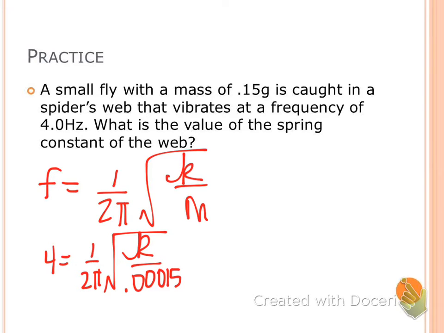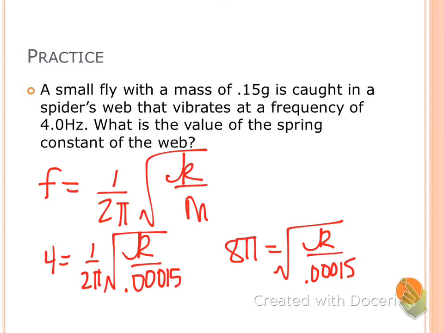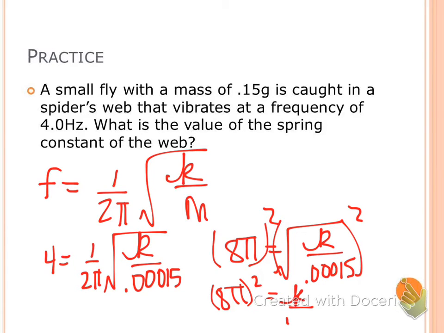All right, so mathematically, I'll kind of show you how I do this. It might not be the exact correct way, but I'm going to go ahead and move 2 pi over to the other side first. Okay, and how do I move that 2 pi over? Multiply it over. So I'll take 4 times 2 pi, which I'll just leave as 8 pi right now, equals square root of k over 0.00015. Next, we should square both sides. Okay, and that leaves us with 8 pi squared equals k over 0.00015. Then I'm just going to multiply across.